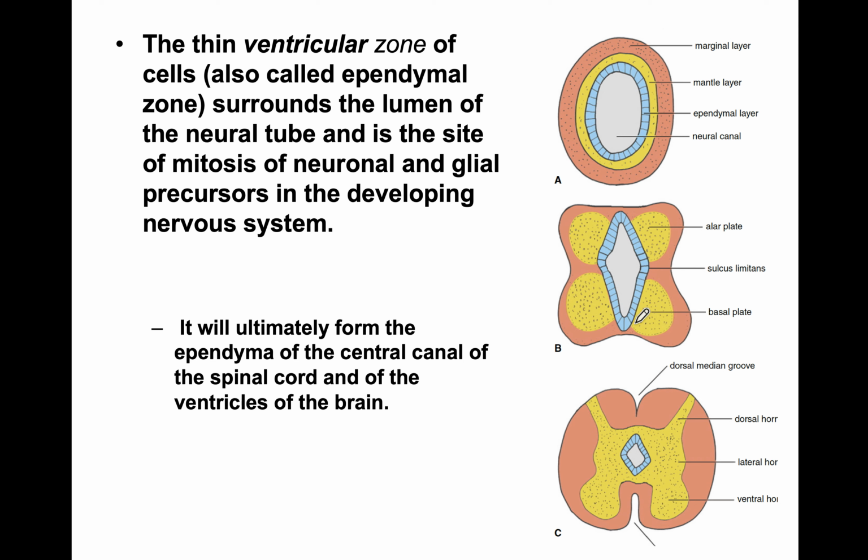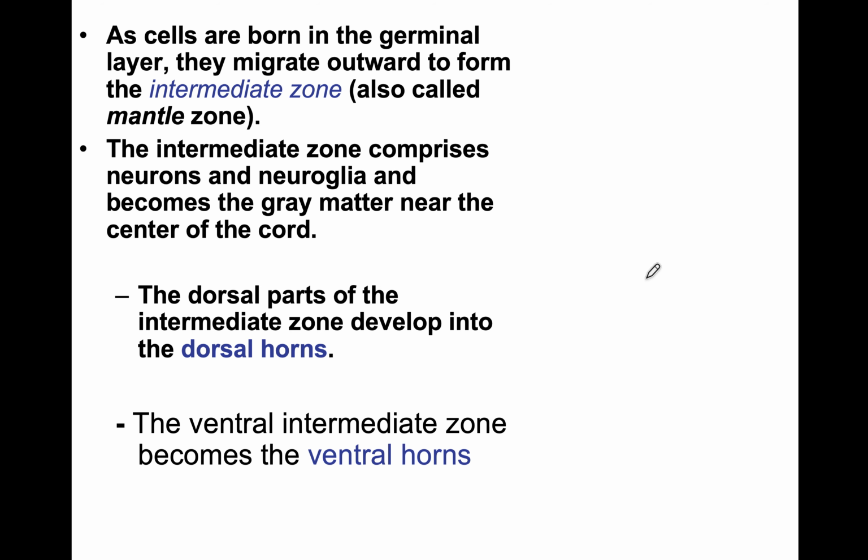The inner zone here will form a thin layer, which is called the ependymal cells, and we can see this canal here, which is the remnant of the neural tube, will persist as the central canal of the spinal cord. Again, the intermediate, as I said, the mantle layer, has the neurons and the neuroglial cells, which are the supportive cells, and this will result in the formation of the dorsal horn and the ventral horn.